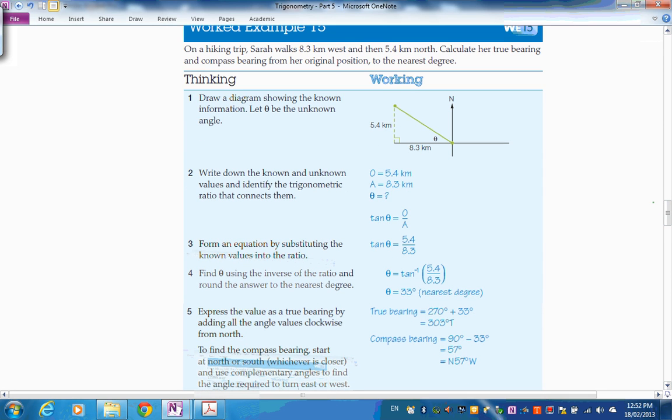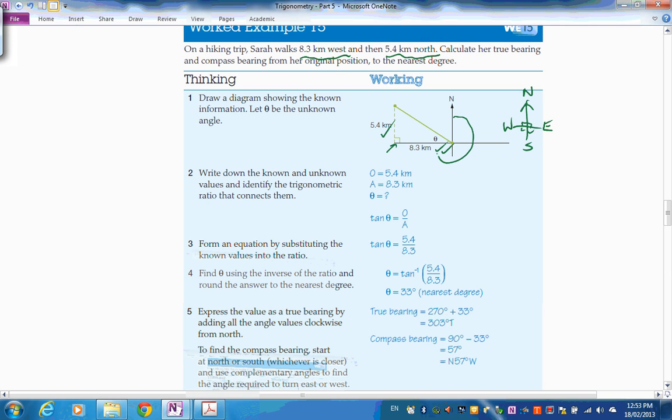On a hiking trip, Sarah walks 8.3 kilometres west and then 5.4 kilometres north. Let's draw the diagram. Remember here, north, south, east, west. So she's going west, there it is, and then 5.5 north. There's a 90 there, because between all of these points of the compass, 90 degrees. Calculate a true bearing and compass bearing from the original position.